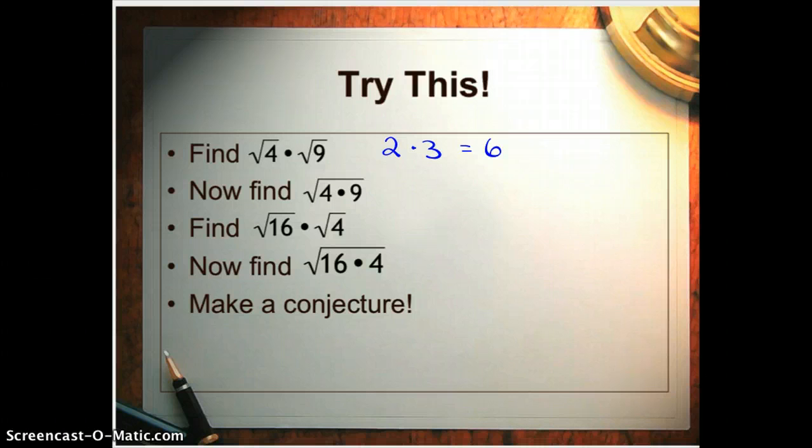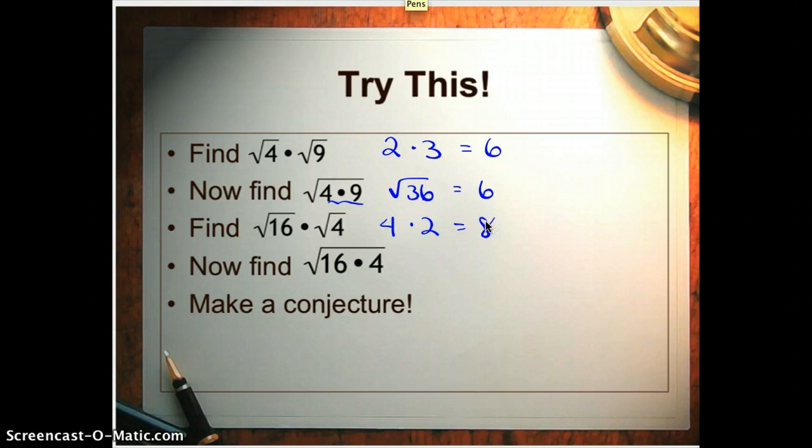So now I want you to find square root of 4 times 9. So again, proper order of operations. This time you need to do 4 times 9 first, so square root of 36, which equals 6. Okay, next one, square root of 16 times square root of 4. So here you want to do square root of 16 is 4. Square root of 4 is 2. 4 times 2 equals 8.